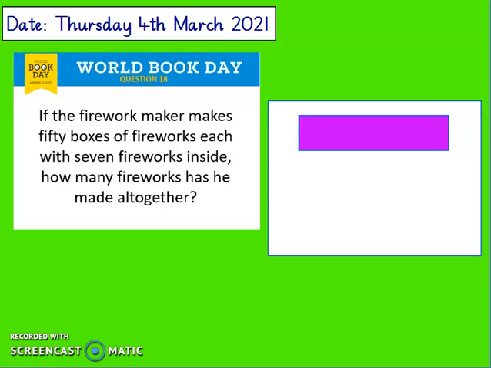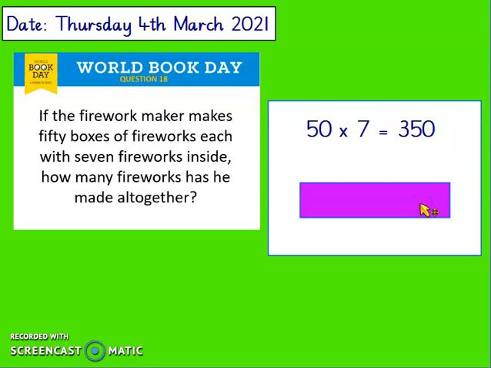And this is your final question for today, Year 6. If the firework maker makes 50 boxes of fireworks each with 7 fireworks inside, how many fireworks has he made altogether? Again, try and visualise it and see what kind of calculation it is. Pause and then unpause for the answer. And the answer is 350.